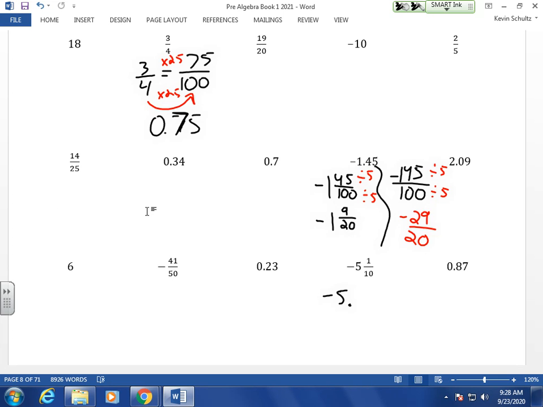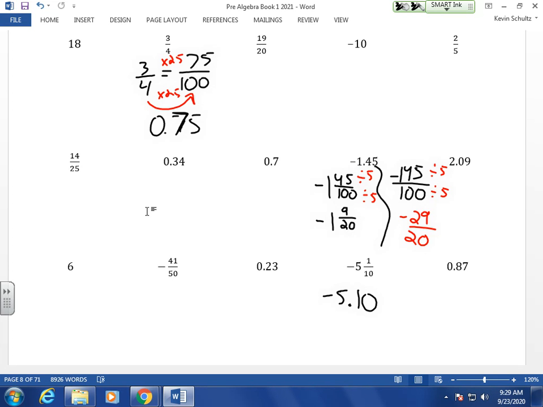-5 what? Negative 5 what? Negative 5.1. Okay, so we can go directly there. If we had gotten up to our fraction of 100 here and get negative 5 and 10 hundredths, well, 10 hundredths, negative 5.10, same thing as negative 5.1. Okay?